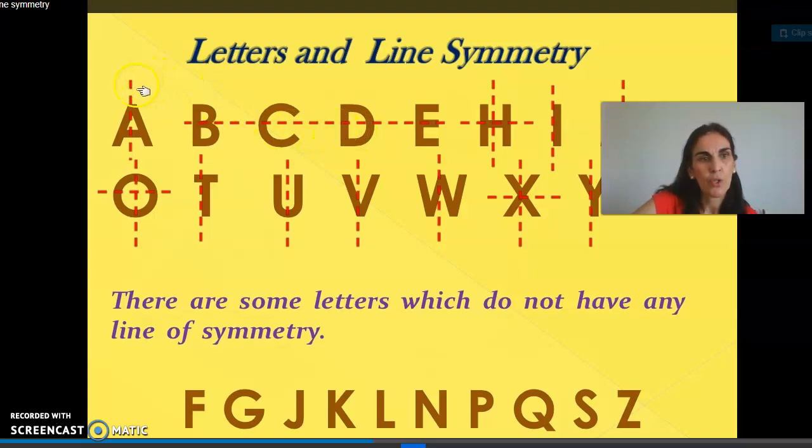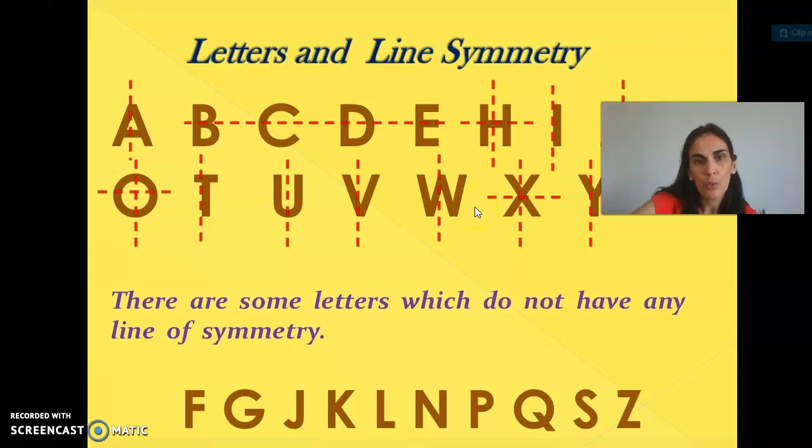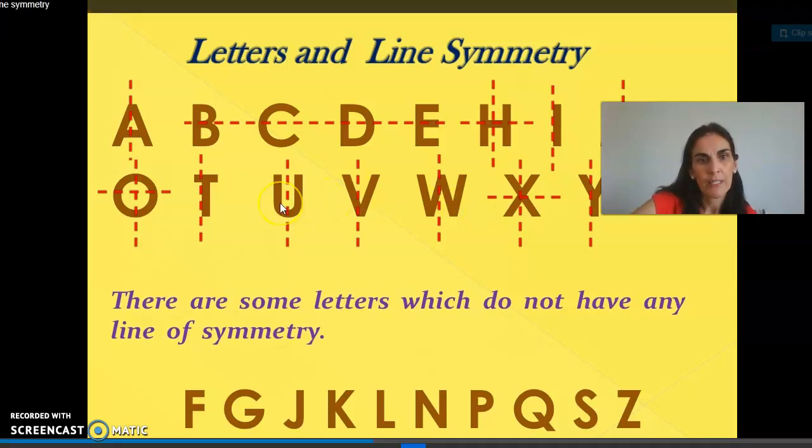It can be vertical, or it can be horizontal, as in these letters, or it can be both, vertical and horizontal. So what does this line do? This line divides the object, or the letters in this case, into two identical parts. For example, take the letter U, the part on the left is identical to the part on the right.